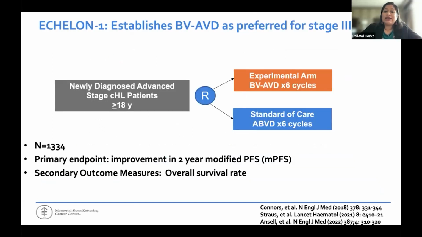Now coming to the ECHELON-1 study, which basically compared BV-AVD 6 cycles with ABVD 6 cycles. Important to note that they did not use PET scan at all in the study. Interim PET scan, I mean, they just went through and through. So actually, this is a good idea in resources where you may not have resources to do a PET scan in between and make a decision accordingly.